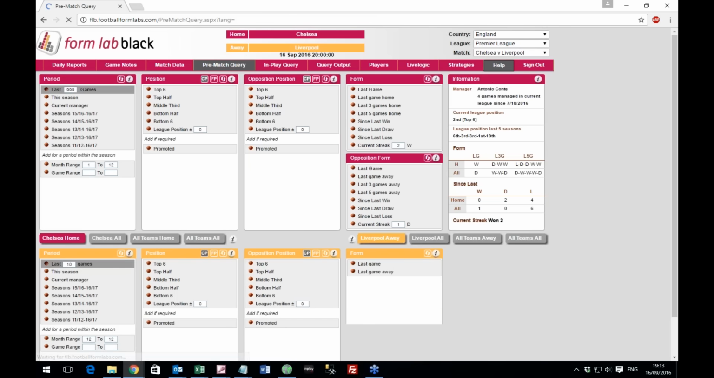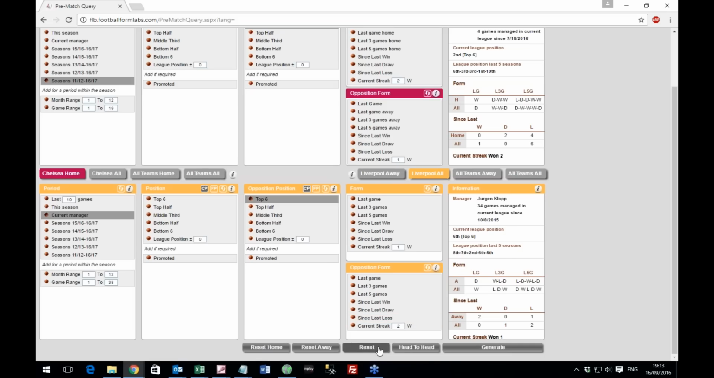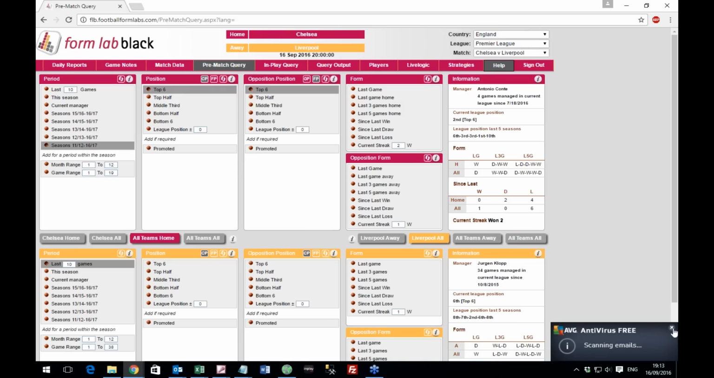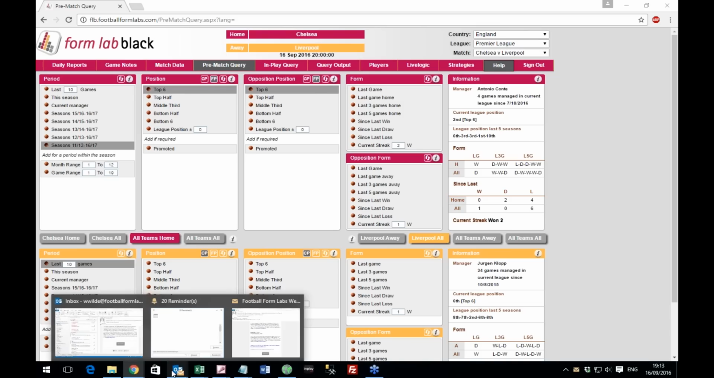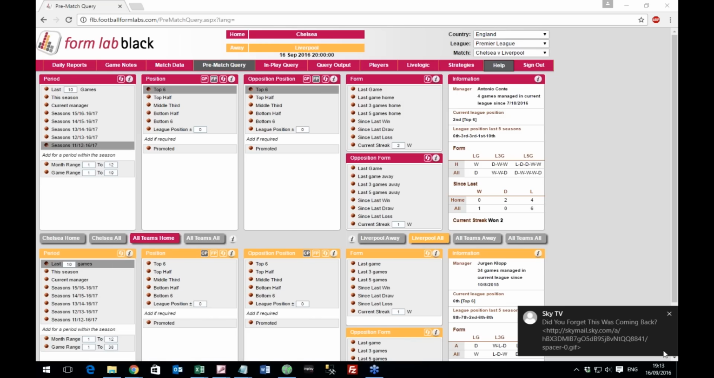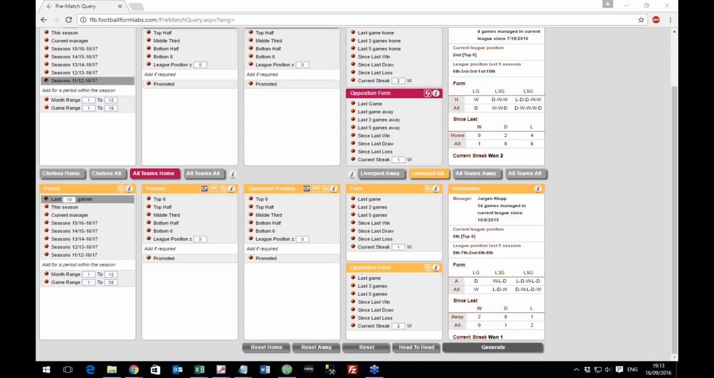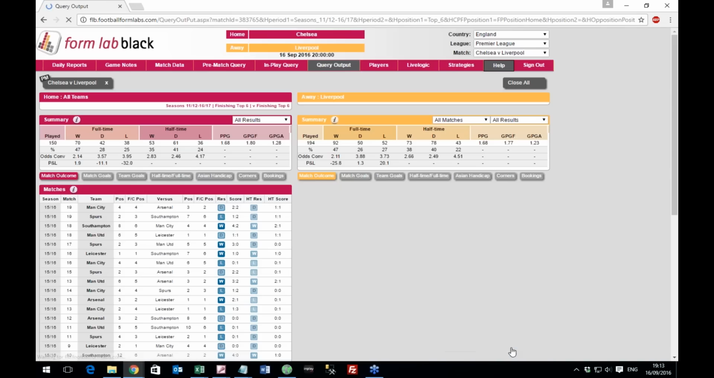To get bigger sample sizes in Formlabs, one of the queries you can do is, rather than look at the teams in question here, we can look at all teams. So if we choose seasons 11 to 12 to 16, 17, and we choose all teams home, and we're going to say that both of these teams are going to finish in the top 6. So if we toggle for here, finish in position top 6, I'm just going to close that down. So this is going to be all of the games between top 6 finishers over the last 5 seasons. And we click Generate Query.